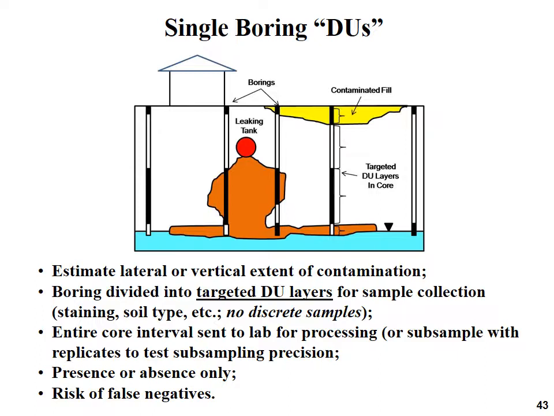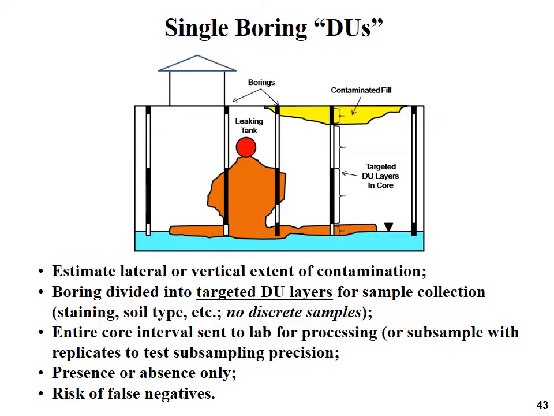Under a decision unit approach, each core, you would split the core up into targeted layers, as we're showing in this diagram. And that can be based on suspect, say, fill material at the top surface, or where you see petroleum contamination in the core. Let's say you wanted to know what the concentration of gasoline, or maybe it's a solvent, is within that section of the core. In this case, you would designate the entire section of core as a decision unit layer for characterization.